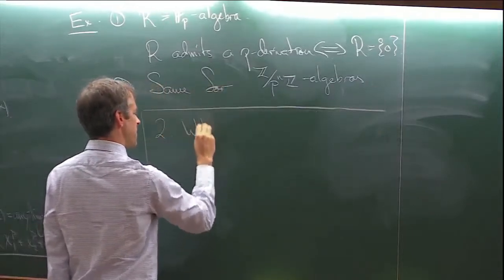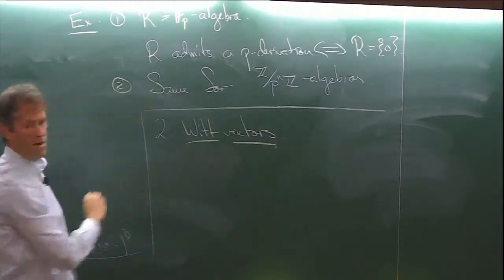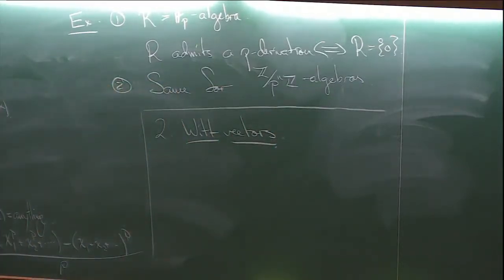The next part is on Witt vectors. I could pause to see: are there any questions or comments so far?